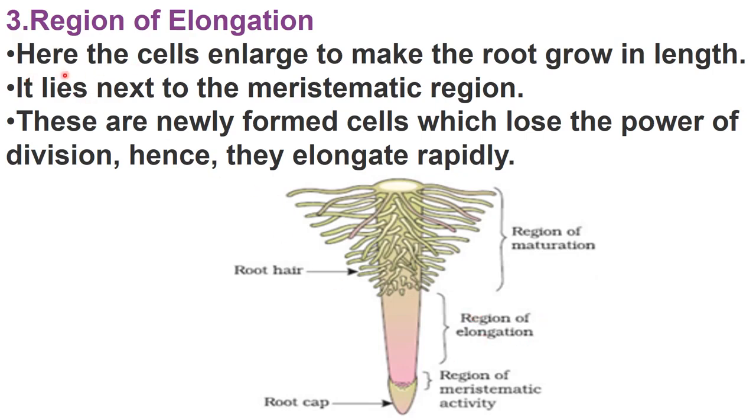So see here, the cells enlarge to make the root grow in length. It lies next to the meristematic region. As you can see here, this is the meristematic region and just above this is the region of elongation. These are newly formed cells which lose the power of division, right? So the cells of the meristematic region which have lost the capacity of division will form the cells of the elongation region. Hence they elongate rapidly, and that's why they increase the length of the root, right?